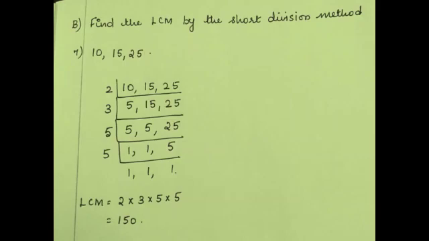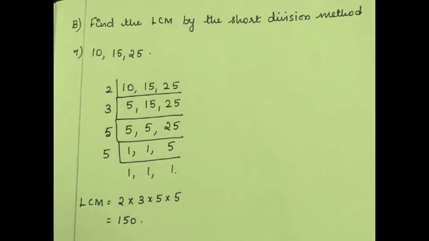Let us see another sum. Find the LCM by the short division method, 10, 15 and 25. So again we will start with the smallest prime factor, 2. 5 2s are 10, bring down 15 and 25 as it cannot be divided by 2. The next smallest prime factor is 3. So you will start dividing by 3. Bring down 5 as it is, then 5 3s are 15, then copy the number 25 as it is.